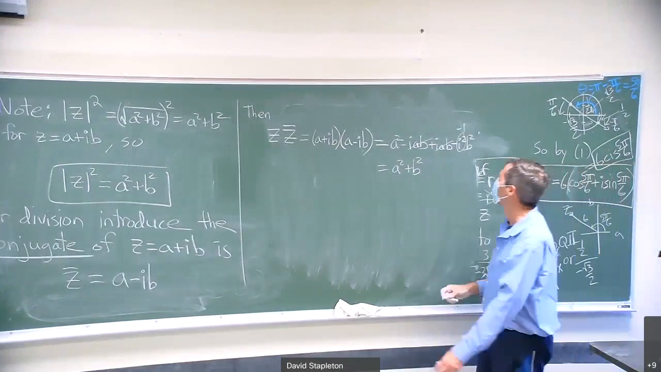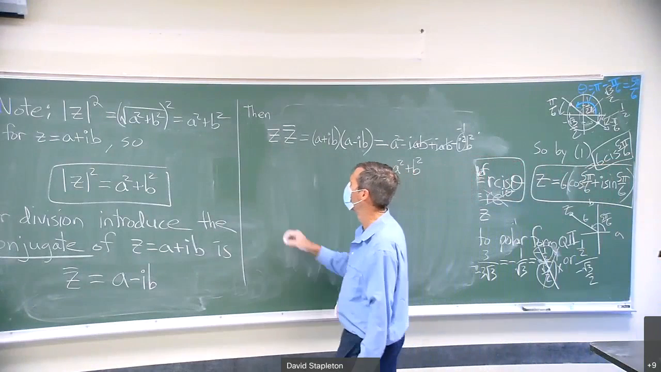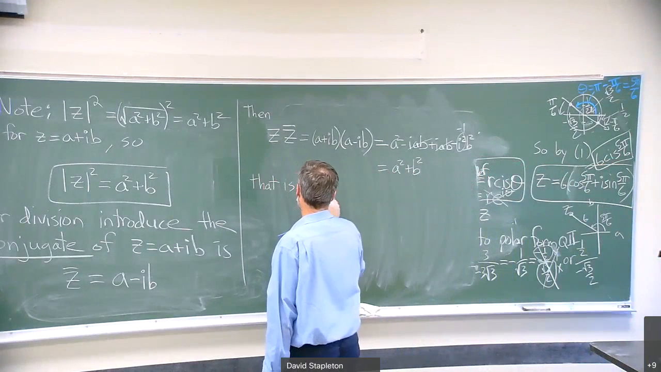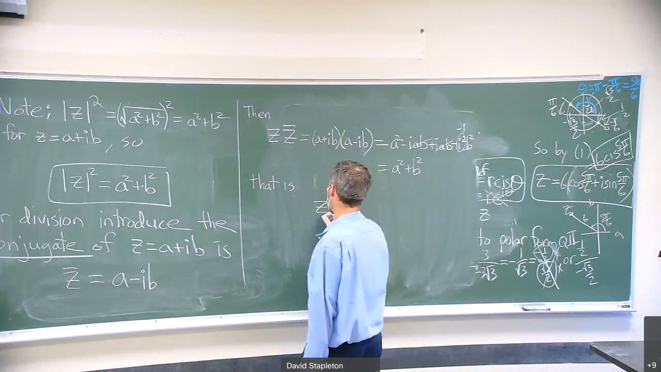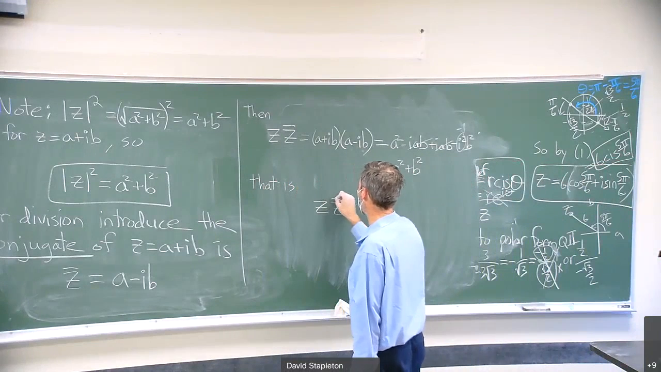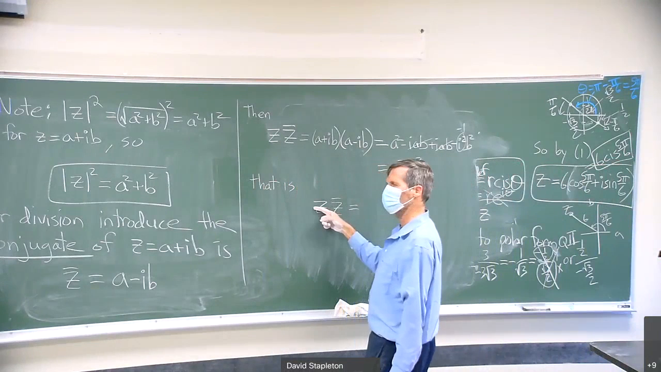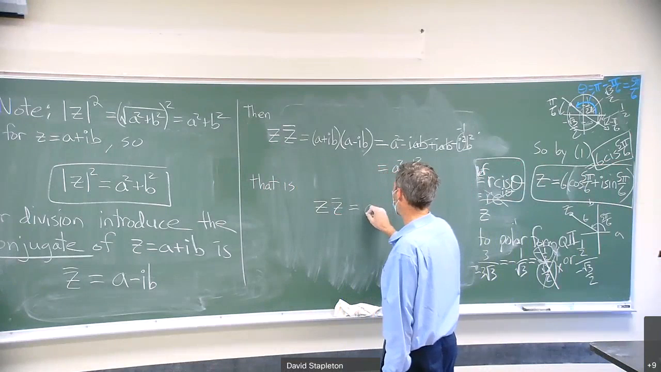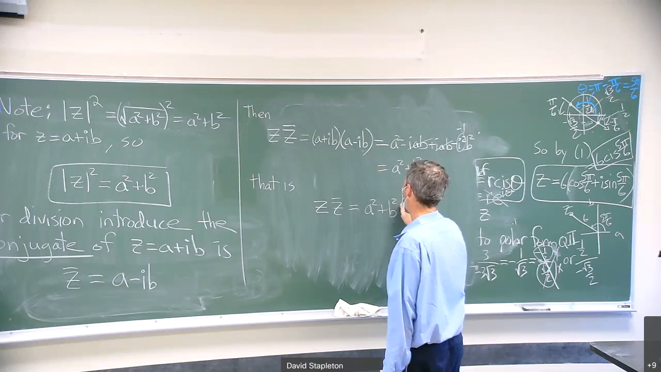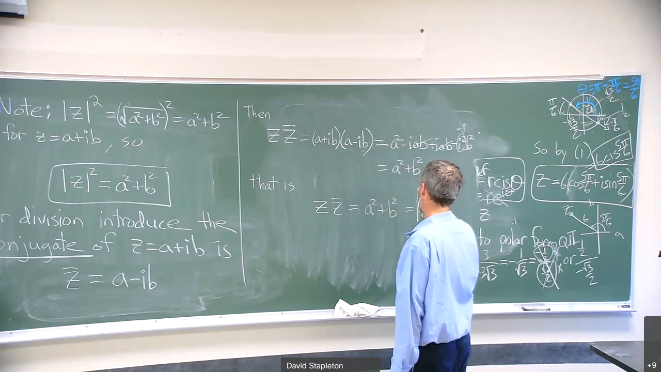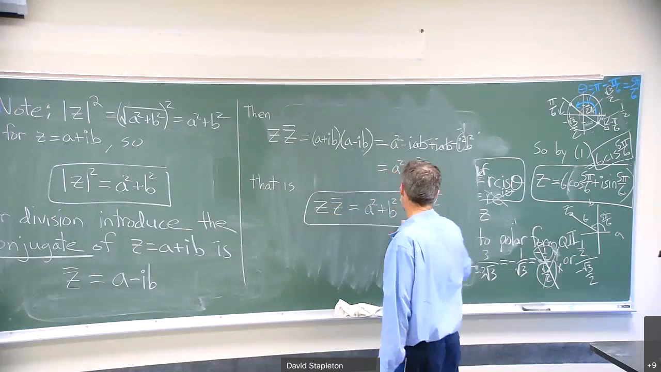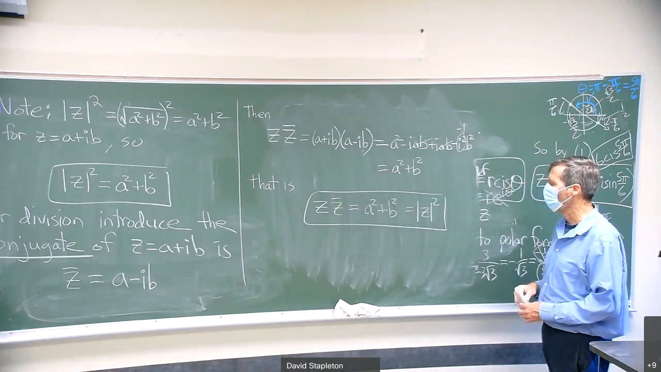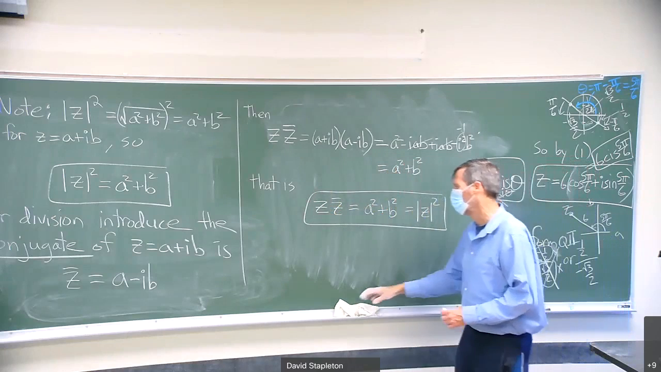All right. So that is any complex number times its conjugate. I put this slash through here so it doesn't look like a 2. Is equal to a squared plus b squared, or the absolute value of z squared. That turns out to be a useful identity. And we're going to use it now.